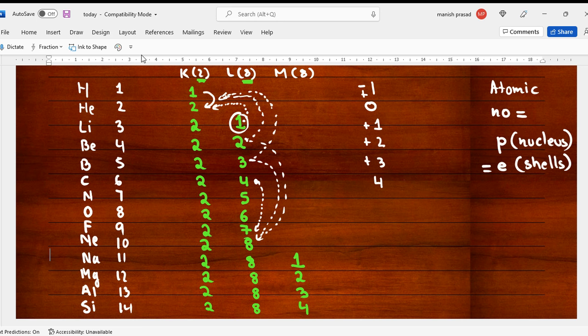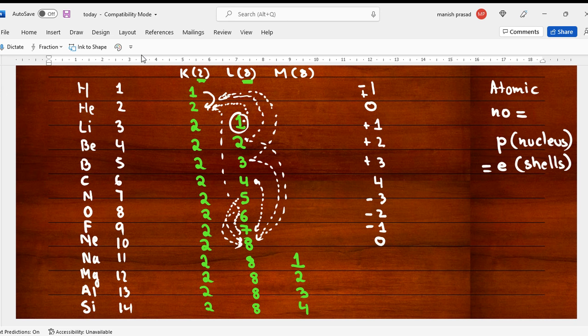Now, the fifth onwards, it is easier to gain three electrons than to lose five electrons. So it becomes a negative three. Sorry, it's easier to gain two electrons than to lose six electrons. See, if it goes from here to here, eight, it has to gain two electrons. And if it goes from here to here, it has to lose six electrons. So gaining two electrons would be easier. So valency is negative two. Seven means it would try to gain one electron. And eight is a zero.